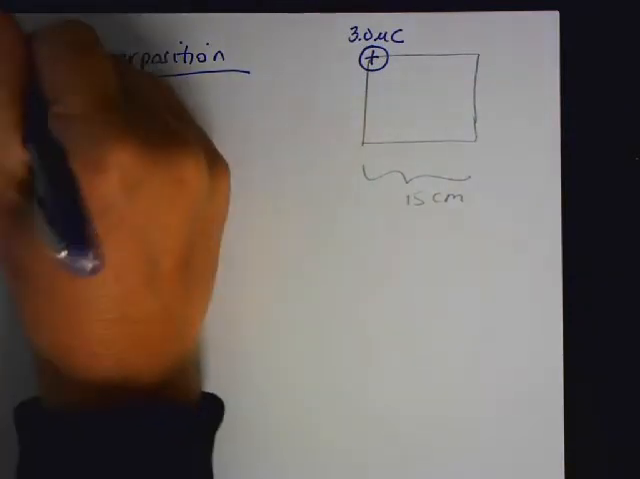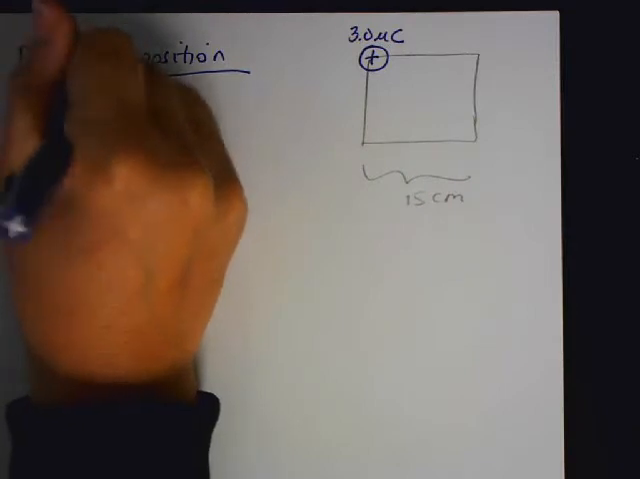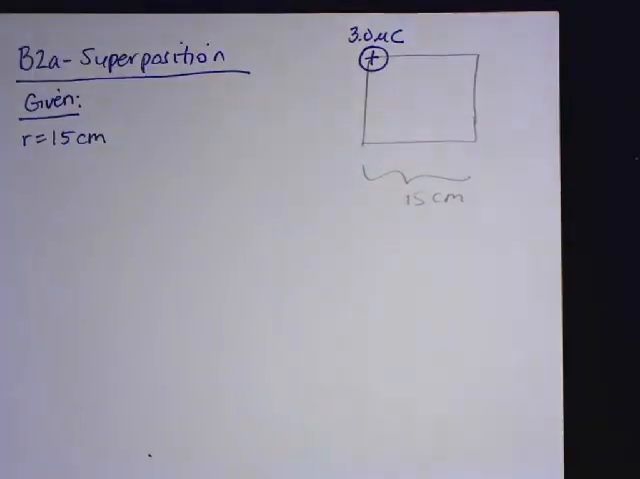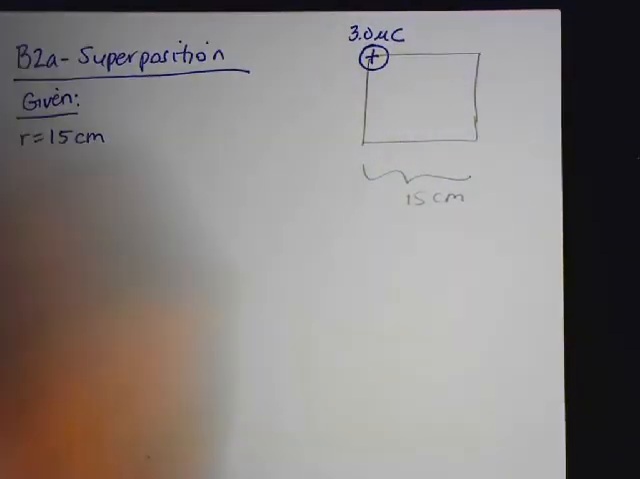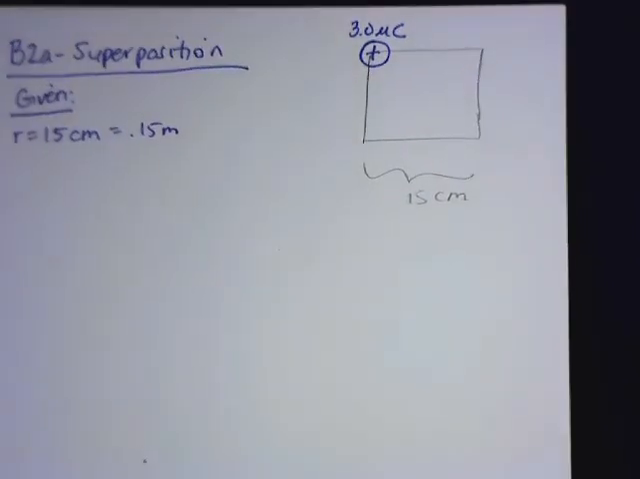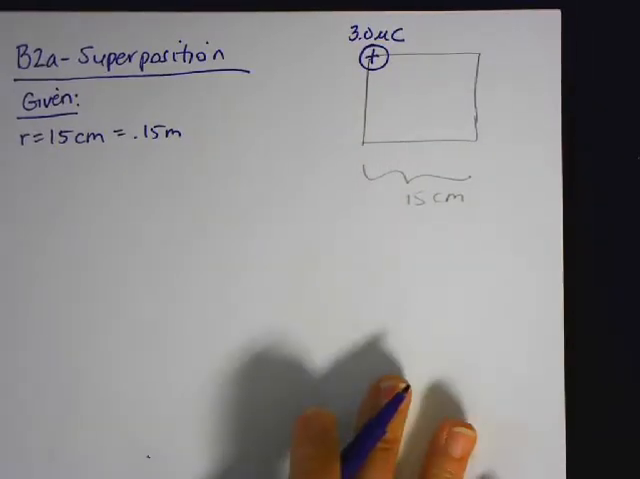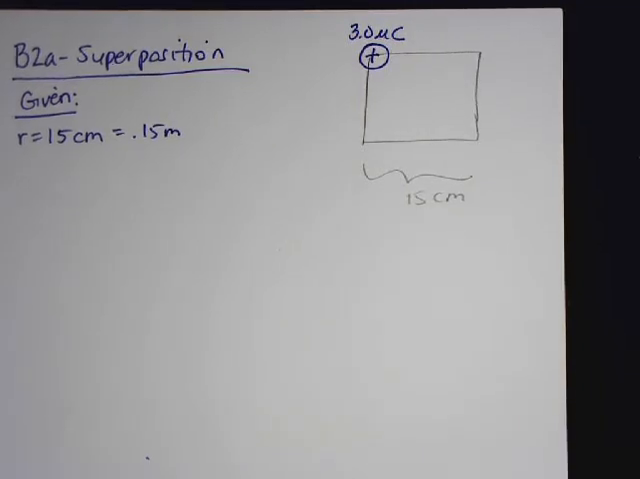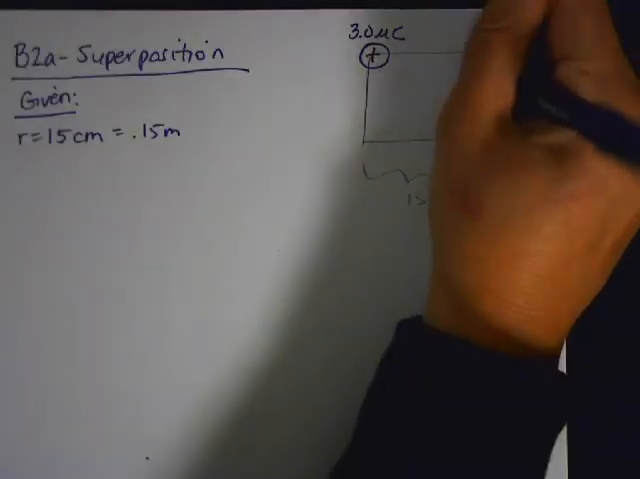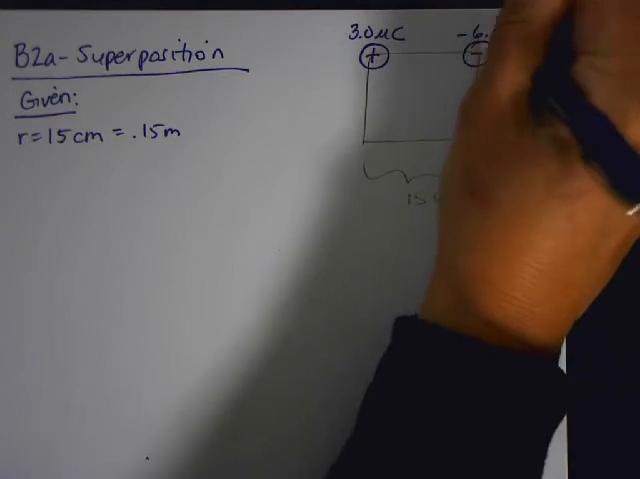And in my given, I would like to write all that information to look at. So the distance of the square is 15 centimeters, which I'm going to convert to 0.15 meters. And remember, it's a square, so it's the same on all the sides. Then it says that the charge at the upper right hand corner is minus 6. So this one is negative, and this is negative 6 microcoulombs.